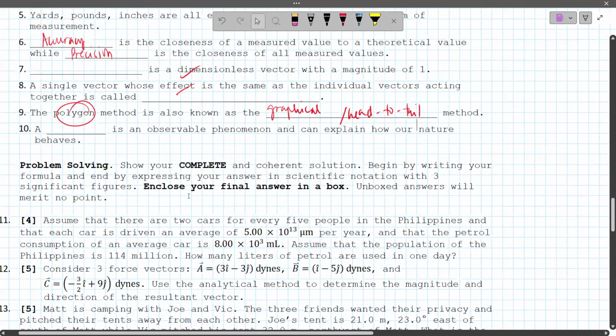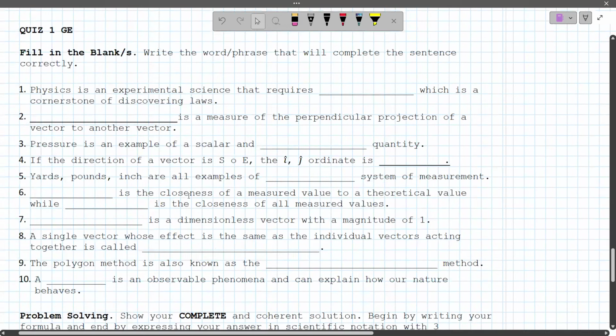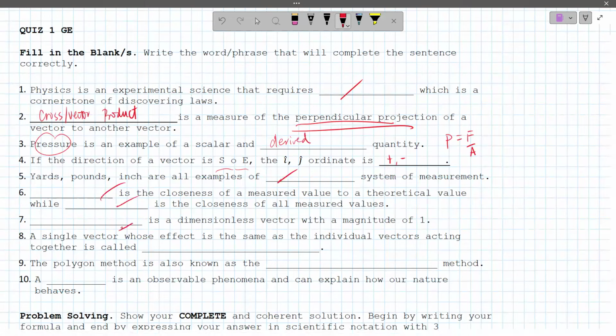For set G, it's the same as the others for the first part except for this one. We answered this already. This one is a measure of perpendicular projection, so this is the cross or vector product. Pressure is force over area. It's a scalar quantity and a derived quantity. The direction of a vector is south of east, so the I and J coordinates are basically positive, negative. We're done with this.